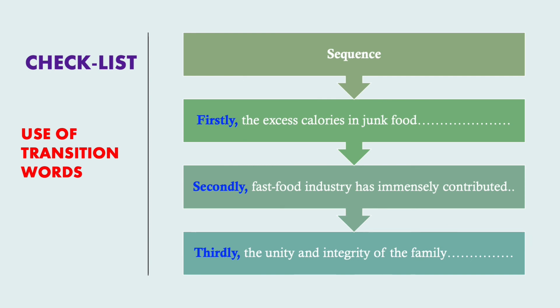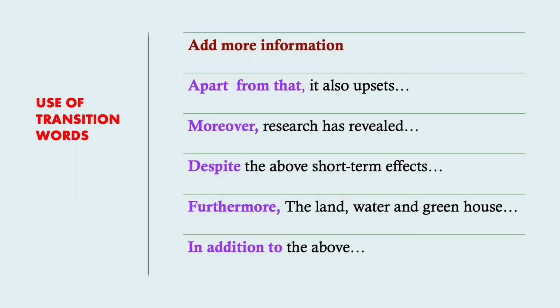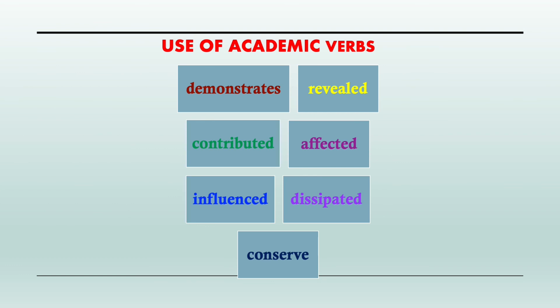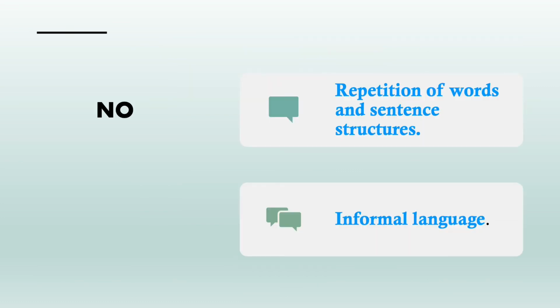This is the checklist. Once again, use of transition words firstly, secondly, and thirdly. Use of transition words for adding more information: apart from that, moreover, despite, furthermore, and in addition to. Use of transition words for conclusion: all in all. This is the list of academic verbs I used in my essay: demonstrates, revealed, contributed, affected, influenced, dissipated, and conserve. And I made sure that I have not used informal language and not repeated any word or sentence structure.